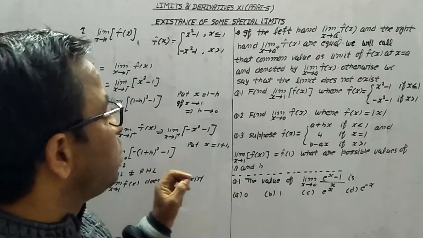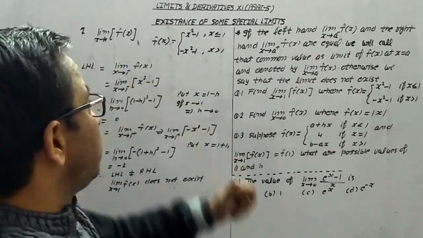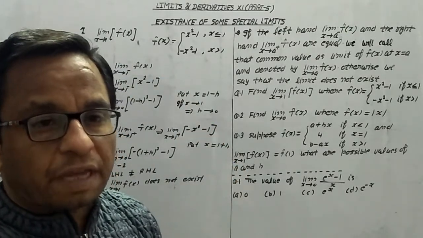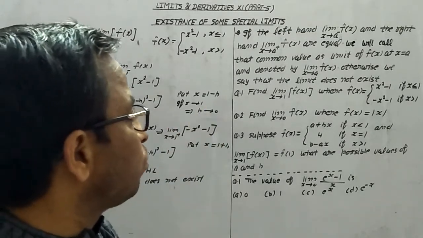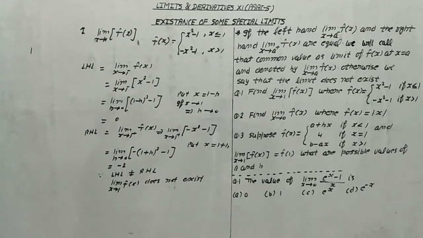So this is the procedure to check whether limit x tends to a f(x) in general exists or not. Now let's start the solution of question number 2.